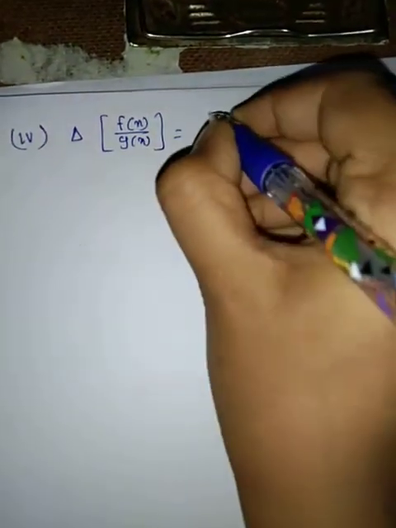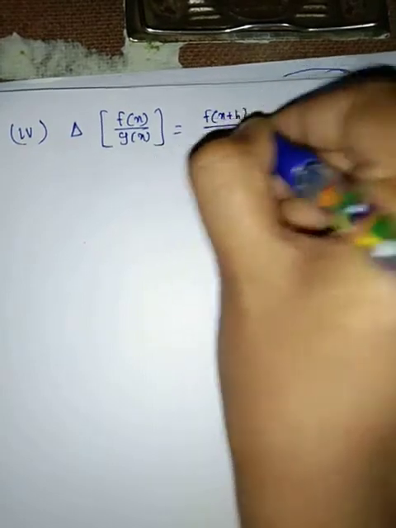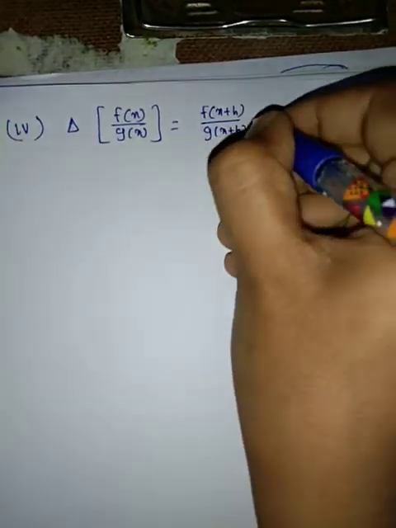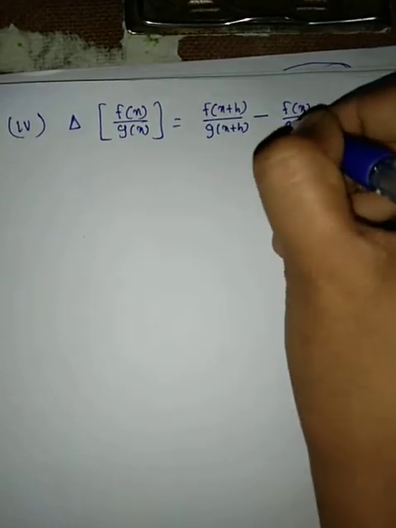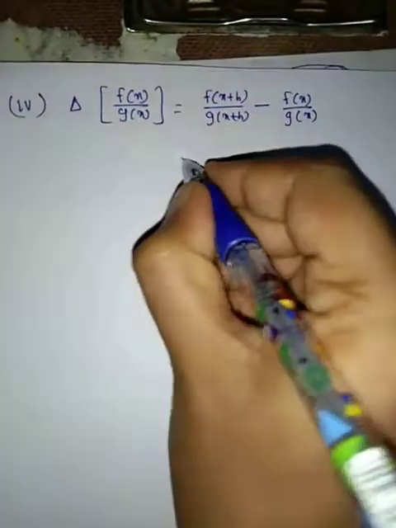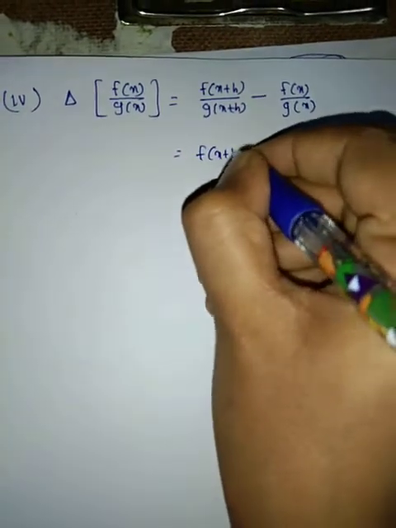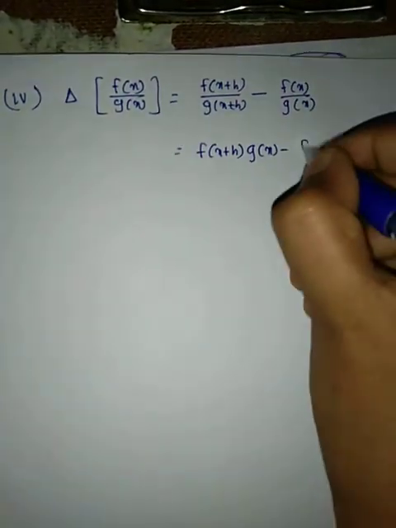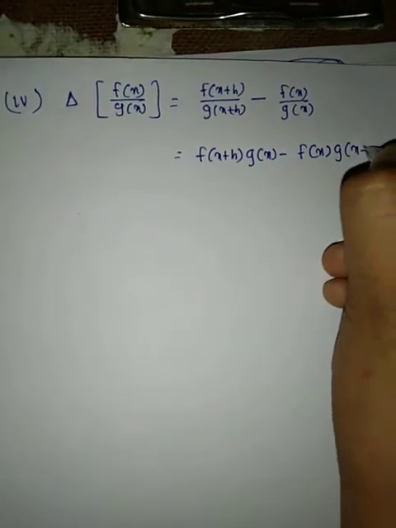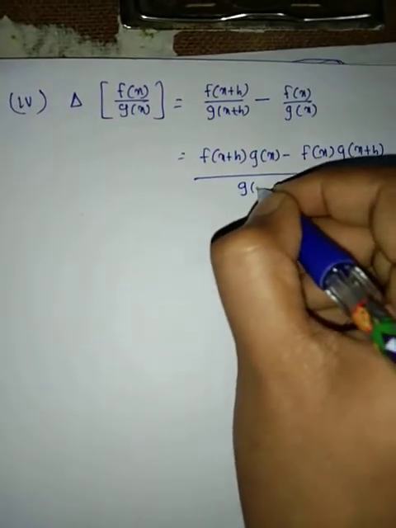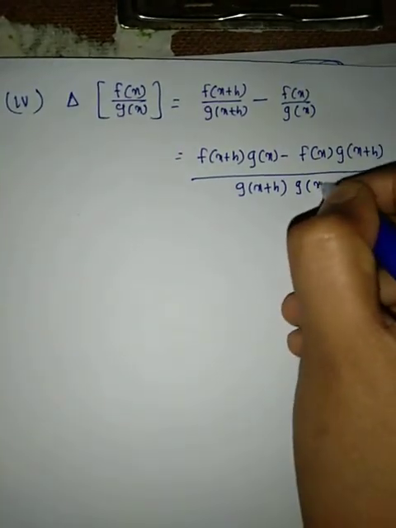Then fourth one, we have to prove delta f of x by g of x. That's equal to, by definition, f of x plus h by g of x plus h minus f of x by g of x. Then cross multiplication, f of x plus h into g of x minus f of x into g of x plus h, divided by g of x plus h into g of x.